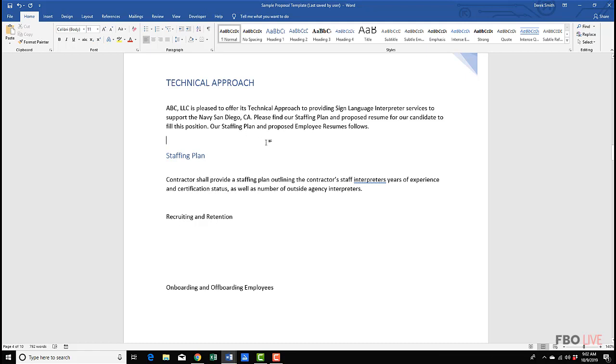So to that, I want to add, and you probably do want to include the resumes for your interpreters, because that's also going to reflect their years of experience, which is what they're asking for in the staffing plan. And you'll also be able to see their certifications on the resumes as well. But you're probably going to want the resume and a copy of their certifications. Our staffing plan, proposed employee resumes, certifications.